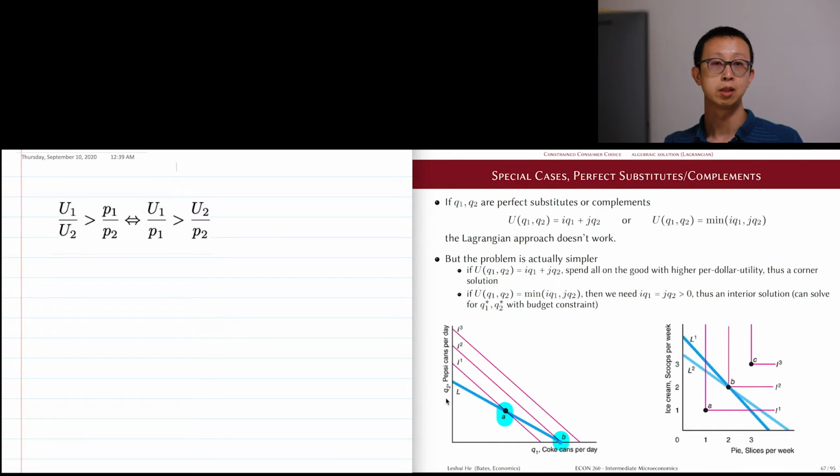Well, of course, the consumer will spend all the budget on good 1 because it is cheaper. In this particular example, the absolute value of MRS is 1 because they have the same marginal utility. But the absolute value of the MRT is P1 over P2, which is less than 1 because good 2 is more expensive than good 1. And quite intuitively, good 1 offers a better bang for the buck.